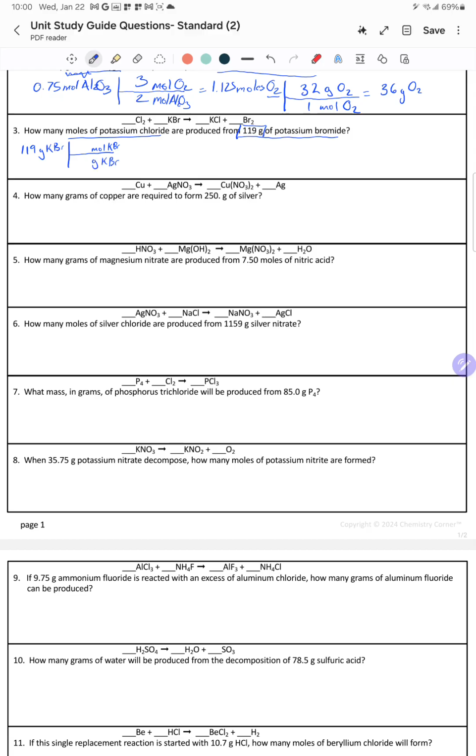This is where I need, once again, my molar mass, because molar mass is how many grams per mole. So in 1 mole, there's 119 grams of potassium bromide. Well, this makes it easy, because 119 divided by 119 is just 1 mole of potassium bromide. After that, now I got to turn from moles of potassium bromide to moles of potassium chloride.